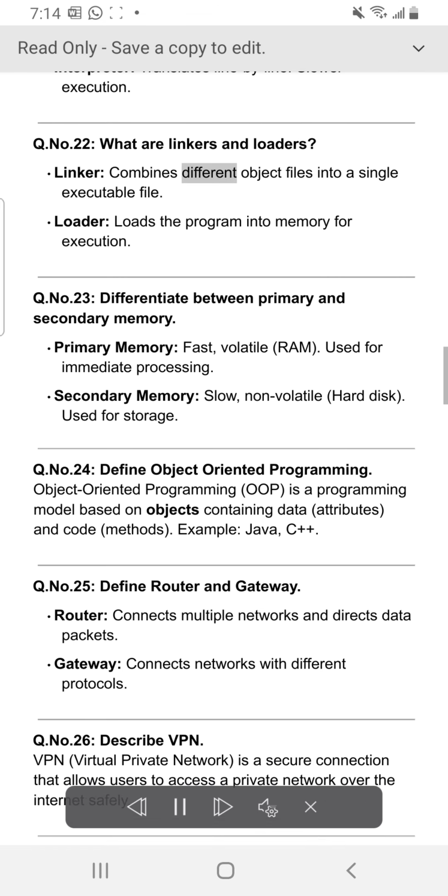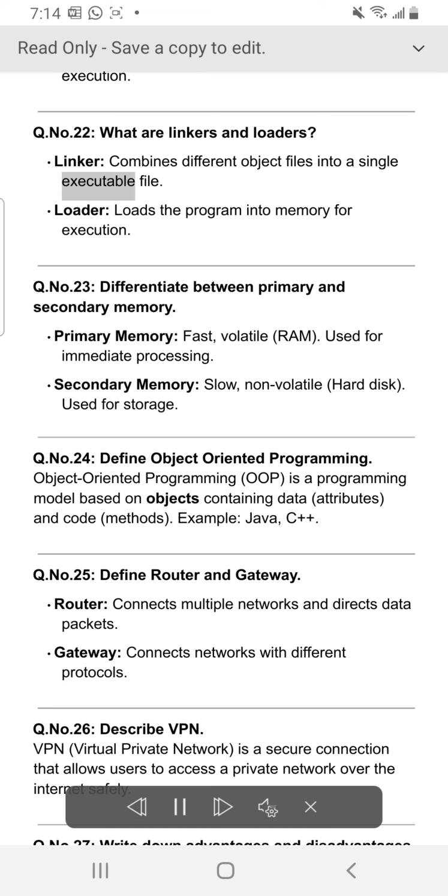Number 22, what are linkers and loaders? Linker combines different object files into a single executable file. Loader loads the program into memory for execution.